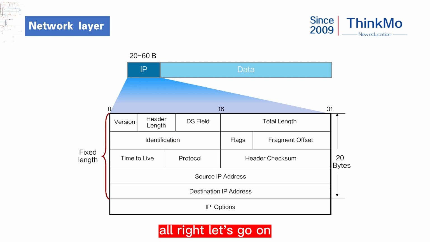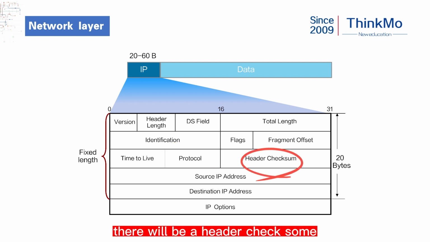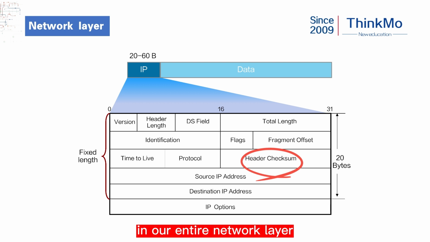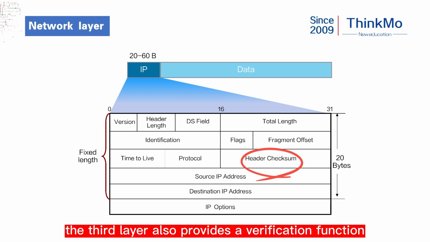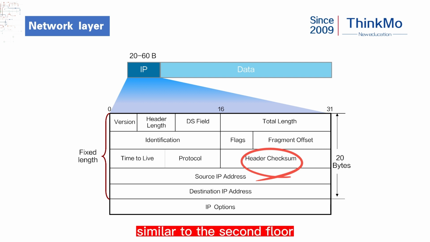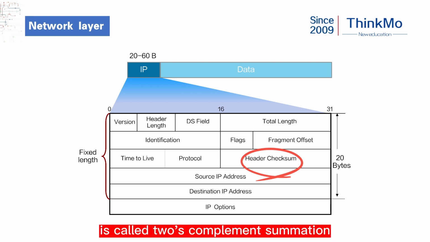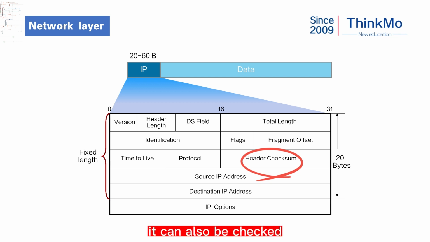Alright, let's go on. There will be a header checksum in our network layer. That is, the third layer also provides a verification function that can verify the integrity of the 3-layer data, similar to the second layer. But the algorithm it uses is called 1's complement summation, not the same as layer 2 CRC, but it is also possible to check the integrity of the header. This is enough to understand: know that it has an integrity check function.